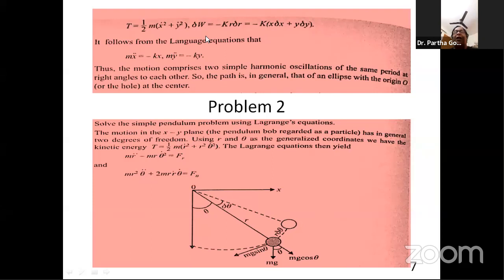Third step will be to set up the Euler-Lagrange equation in terms of the generalized coordinates of the problem. And the fourth step is to solve the differential equation thus obtained for the unknowns. So the Lagrangian approach of solving dynamics problems involves four steps. Are these four steps clear? Yes, sir. They are replying yes.